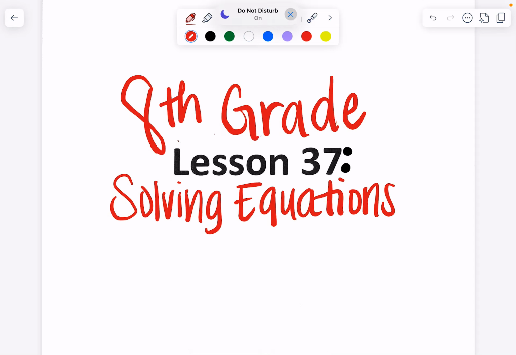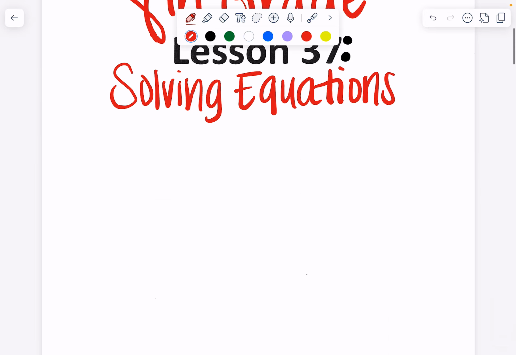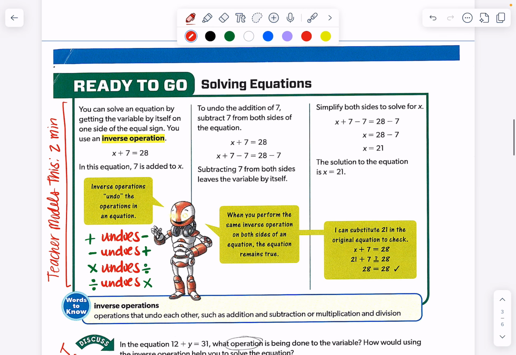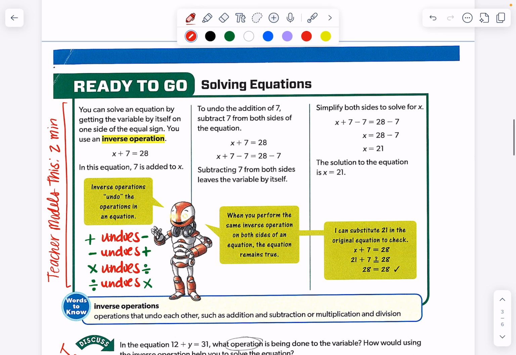Hi everyone, this video is for our 8th grade Elevate groups, lesson 37 on solving equations. Yesterday, students were solving equations, however, they were using substitution as a method to find the solution. Today, they are going to be practicing using inverse operations.